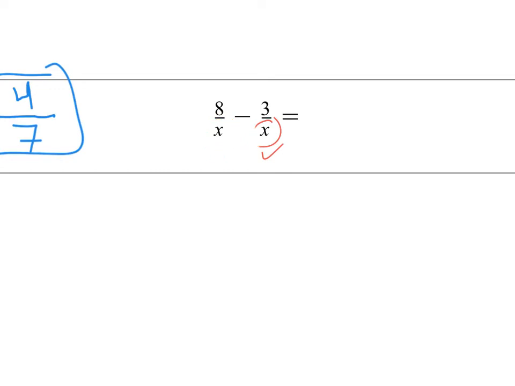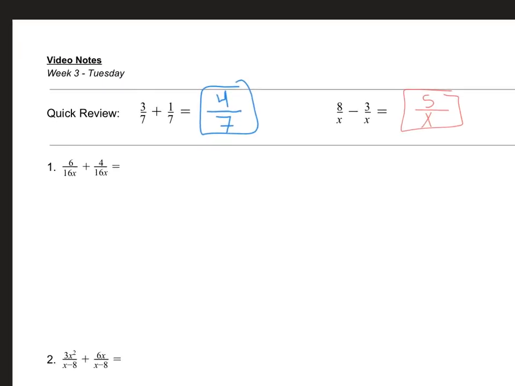So let's get rid of that stuff really quick to make it a little bit cleaner, and let's just work this one out. 8 minus 3, right? Just the top is what we're going to alter a little bit. 8 minus 3 is 5. And then that x is just going to stay on the bottom. So 8 over x minus 3 over x is going to be 5 over x. All right? Pretty simple stuff.